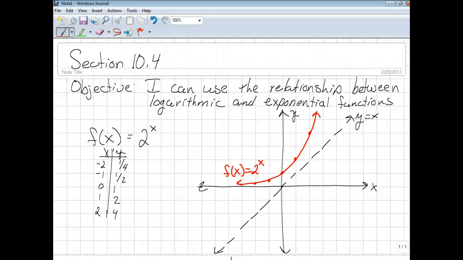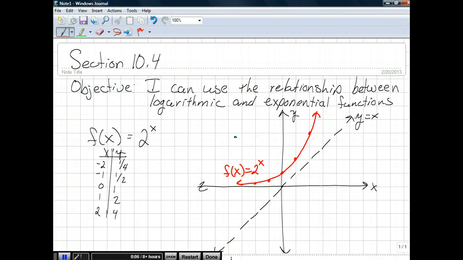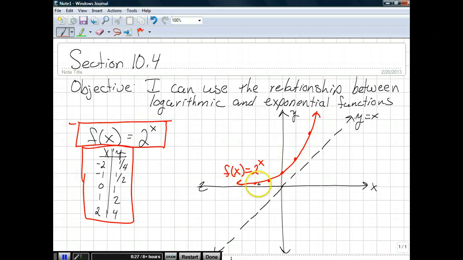Section 10.4, Objective. I can use the relationship between logarithmic and exponential functions. Remember that we have the function f of x equals 2 to the x, and if we graph that function, we use these ordered pairs to graph it, and we get this graph. F of x equals 2 to the x is this red line.